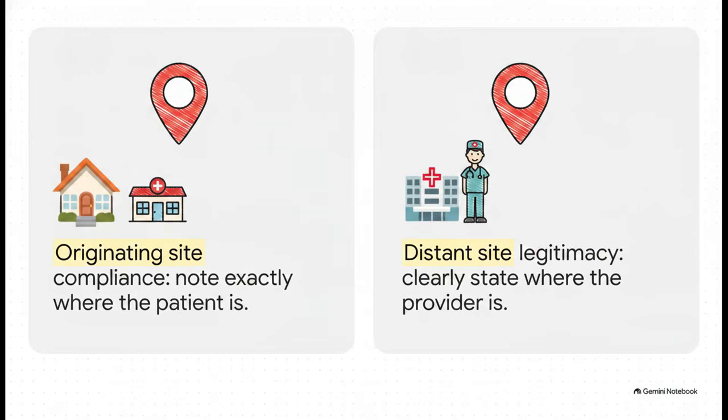And this brings us to Rules 2 and 3. Location, location, location. Auditors are demanding explicit geo-compliance for both the patient's originating site and the provider's distant site. For the patient, you have to note exactly where they are at the time of the visit. Are they at home? Are they at a facility? Remember, after April 1st, many payers require non-behavioral patients to actually be at a healthcare facility. But our source does note an important exception. For mental health, substance abuse, or monthly ESRD assessments, the patient's home remains a perfectly permissible originating site. Now, on the flip side, the provider's distant site legitimacy is just as vital.